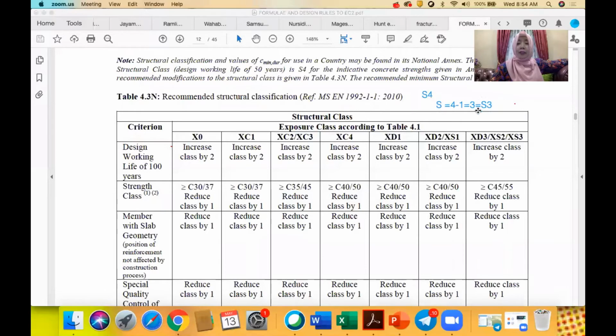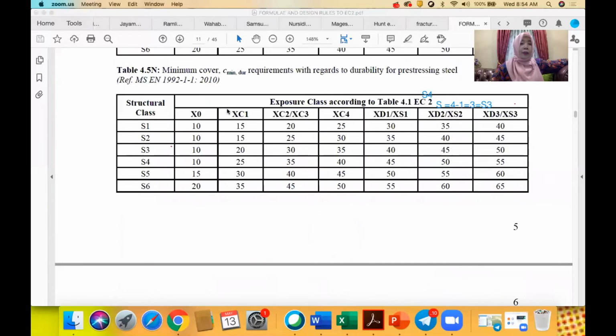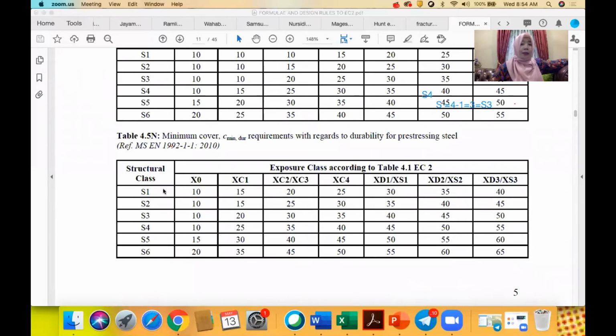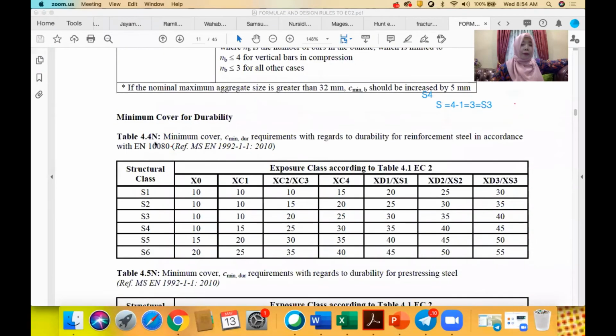Okay, when we got S3, then go to table 4.4. Our one is now S3, here, and XC1. So we got 10 millimeter. The cover now is 10 millimeter.